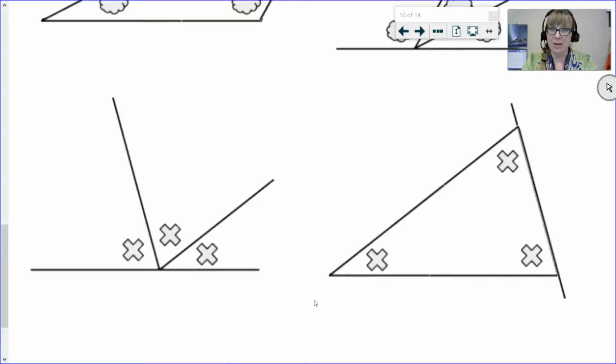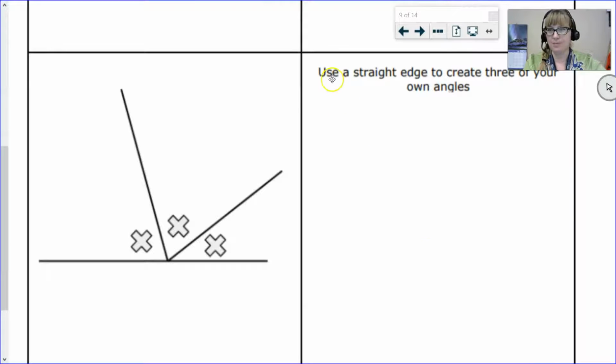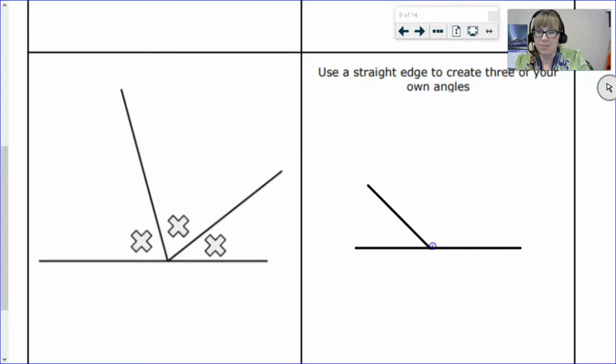Maybe you're a believer, maybe not. What you need to do now is make your own. Again, use a straight edge to create 3 of your own angles. So just like I did on my yellow post-it note, I would start by creating a straight line that shows that 180 degrees, and then I would split it up. There's one angle, there's 2 and 3 angles. And so then I would cut them up.